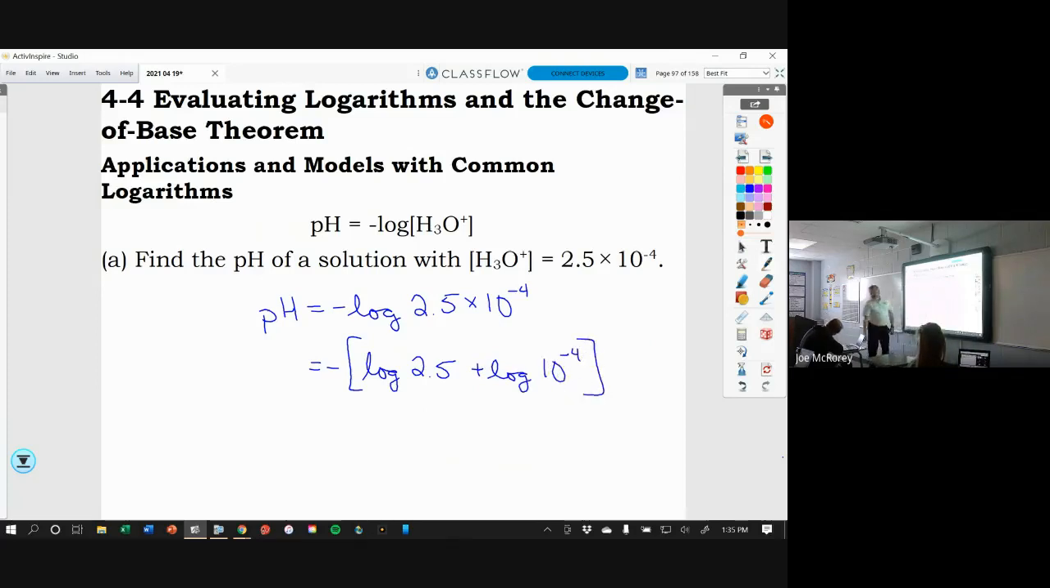Again, what I'm doing right now is simply review. If you were simplifying this, what should we do next? Negative log 2.5. That negative 4 comes out front, so I have a plus and negative, which is just minus 4 log 10.